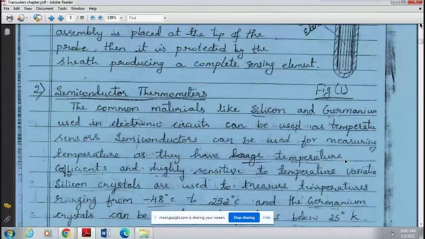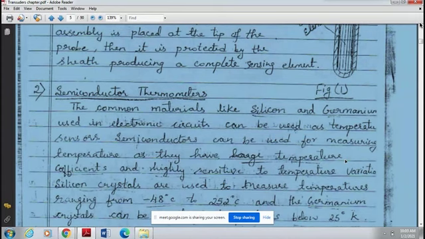After selecting the material, usually the sensing element in case of resistance temperature detectors will be one of three types of materials: gold, tungsten, and platinum. But out of all these, platinum is selected as the best material because it has high resistivity, it can withstand high temperatures, and it has good stability. Hence, platinum is used, and sometimes a platinum and nickel alloy combination can also be used here.